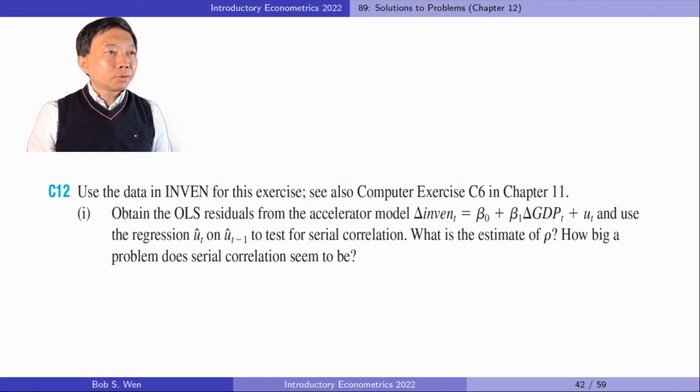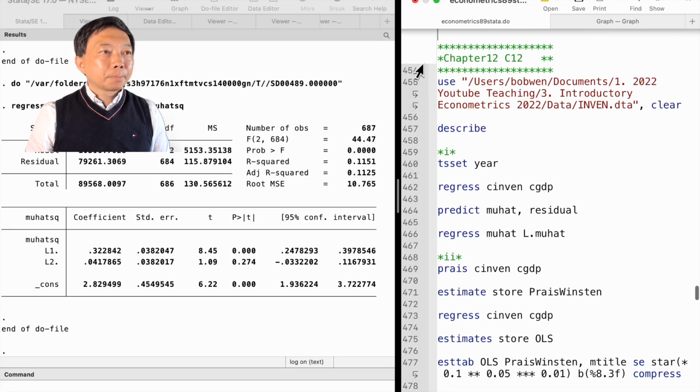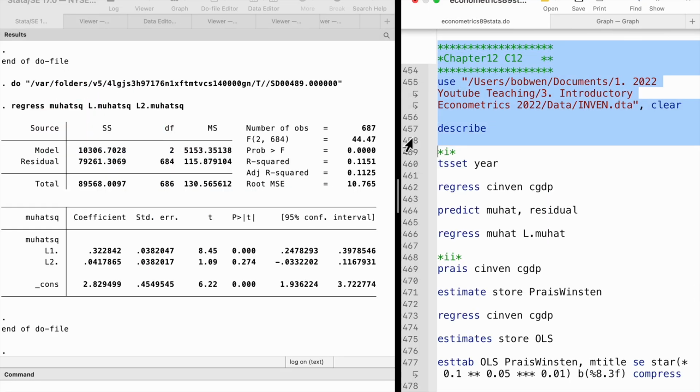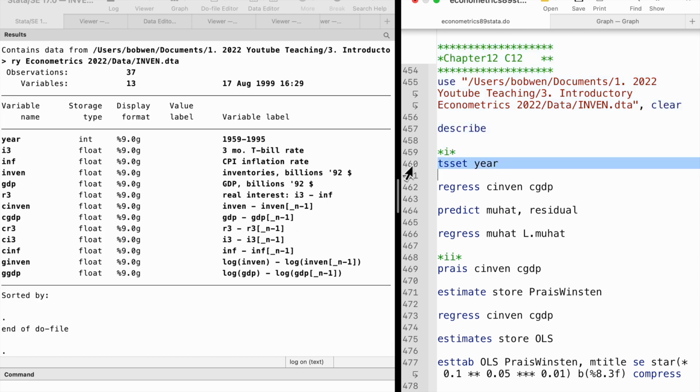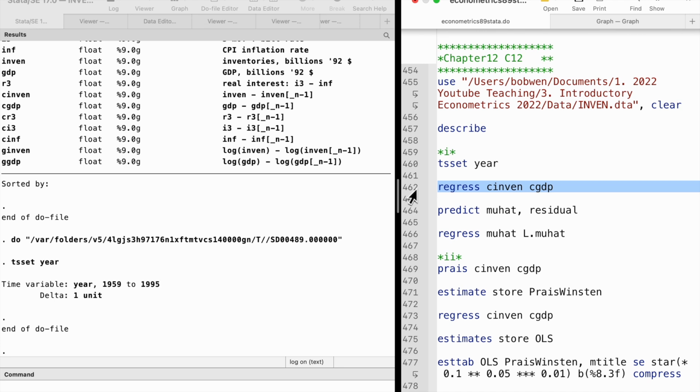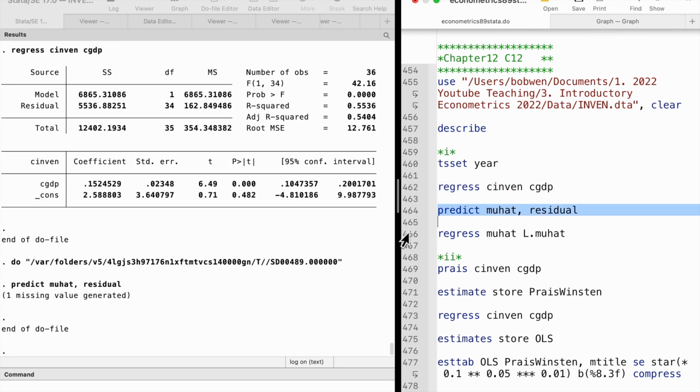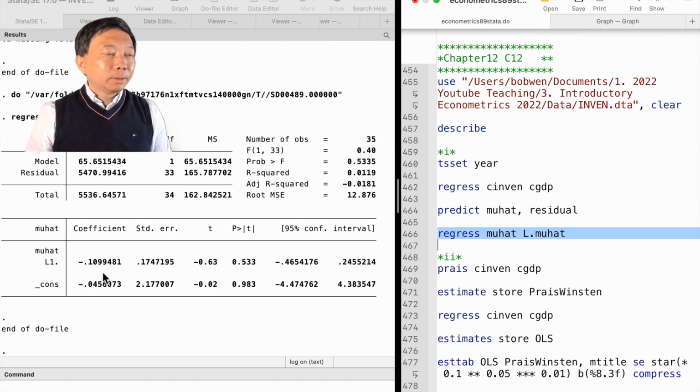Let's go to computer exercise 12. In part 1, obtain the OLS residuals from the accelerator model and use the regression u hat t on u hat t minus 1 to test for serial correlation. What is the estimate of rho? How big a problem does serial correlation seem to be? The AR1 model for the residuals shows little evidence of AR1 serial correlation in the errors.